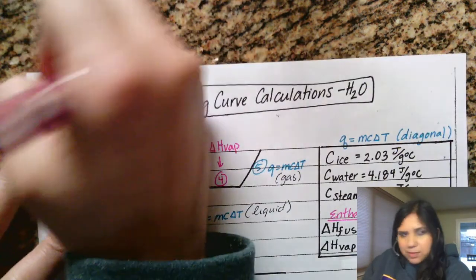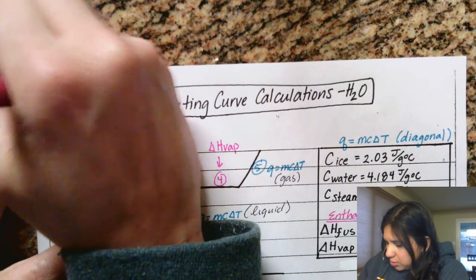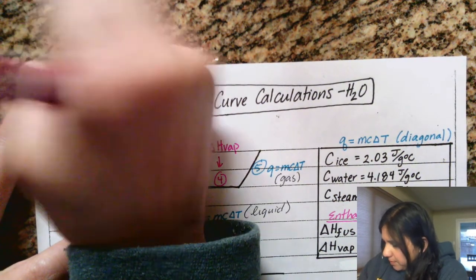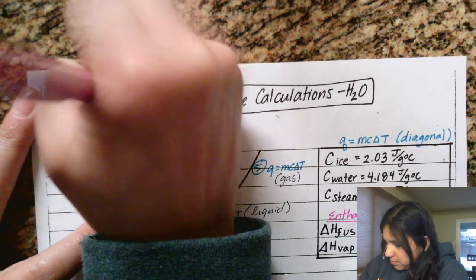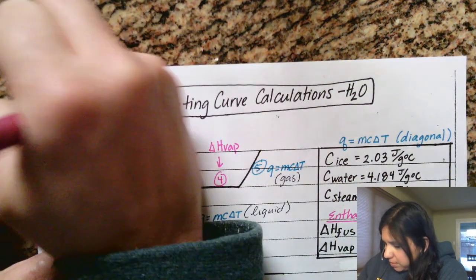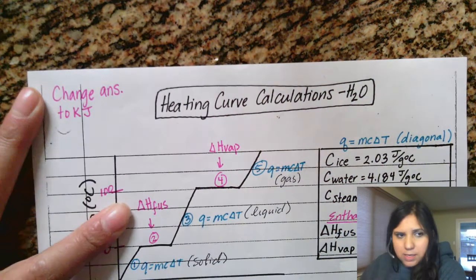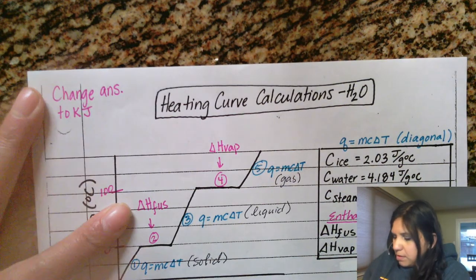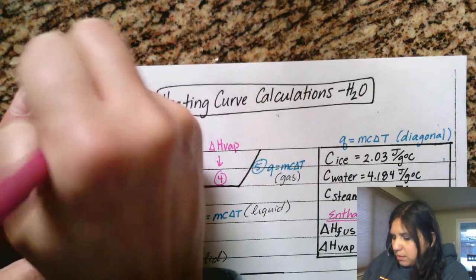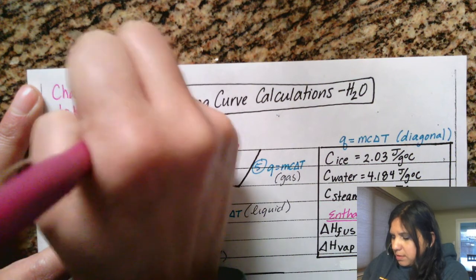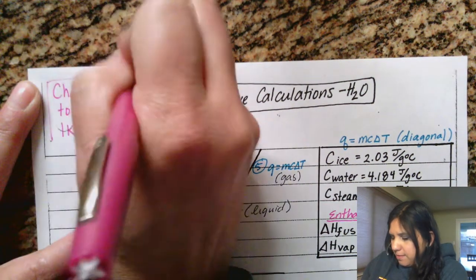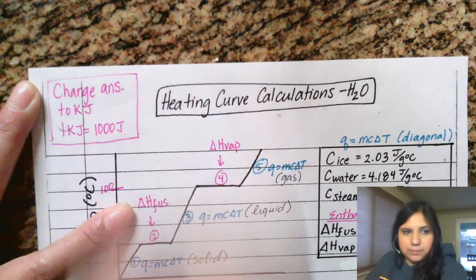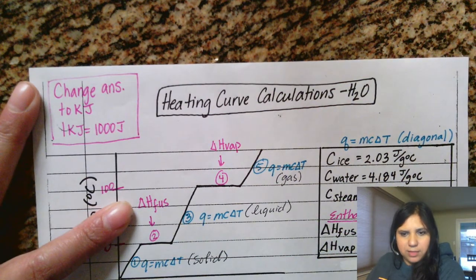So at the top, I'm just going to write this, change answers to kilojoules. Okay, and the conversion for that, remember, is 1 kilojoule is equal to 1,000 joules, something you have to have memorized. Okay, so make that little note at the top.